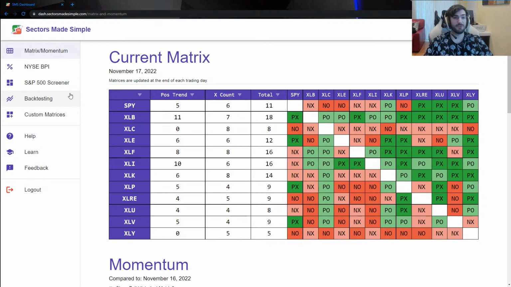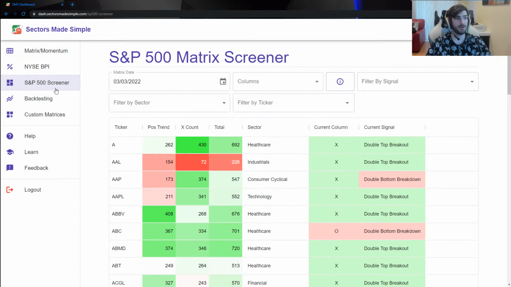On the Sectors Made Simple dashboard, when you first open it up, this is what you will see. Over on the left, we have the button for the S&P 500 screener. Here, you will see the S&P 500 screener. On the far left, we have all of the ticker symbols for all of the S&P 500 companies. We have their long-term strength represented by positive trend, their short-term strength represented by X count, and their total, which is the positive plus the X count.